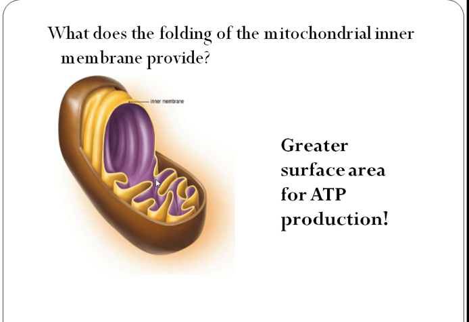So folding in here, inside the mitochondria, has a whole bunch of folding. Once again, more surface area. We just want more surface area, and then we can create more ATP, releasing it.